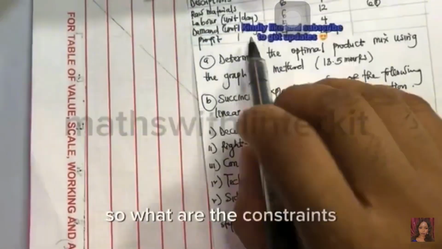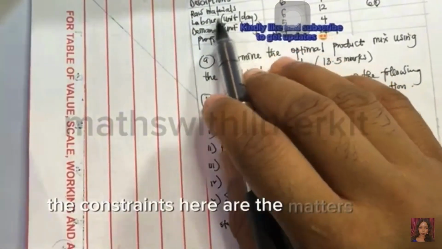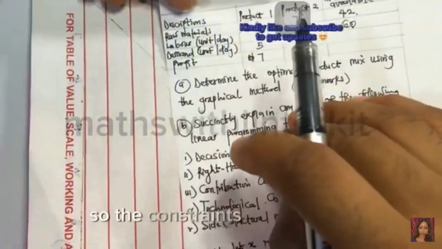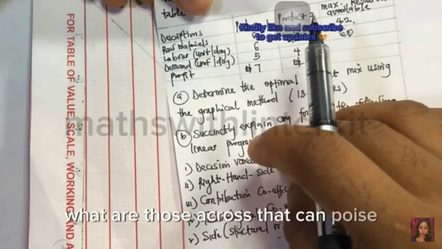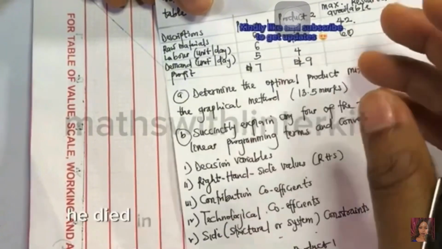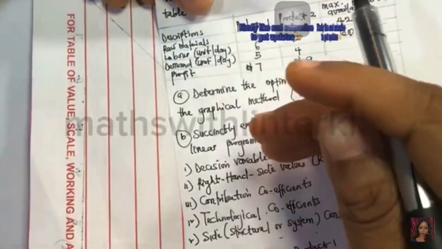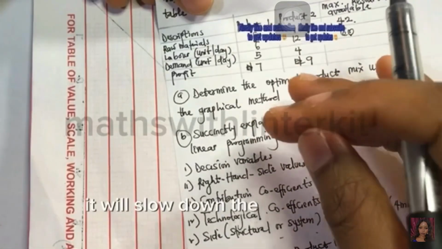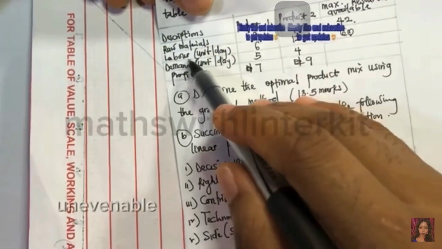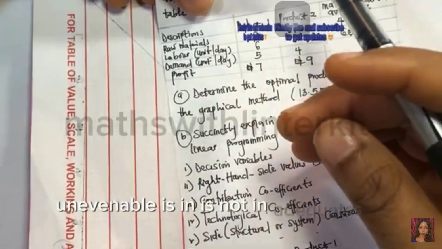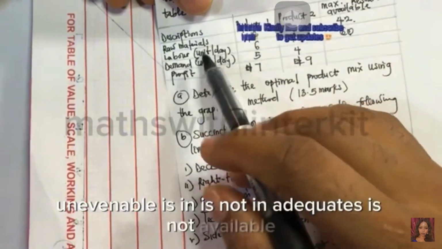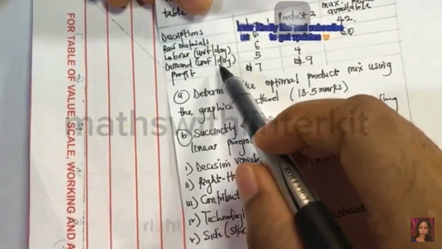So what are the constraints? The constraints here are raw materials and labor. So the constraints simply means what are those factors that can either hinder the process of production or further the process of production. For instance, if the raw materials are not in adequate supply, it will slow down the process of production, and vice versa. And if labor is not available, it will hinder the process of production, or it will slow it down.